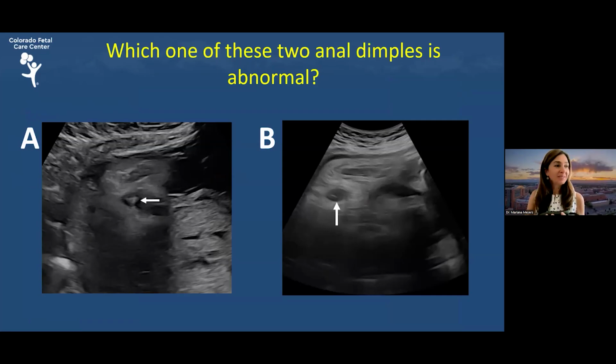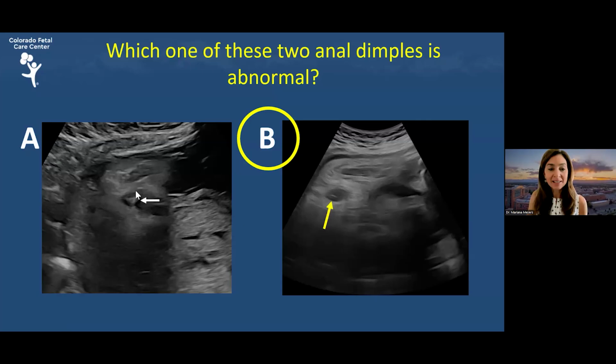All right, so last image. After all I showed you, I hope you guys can chime in. I'm going to look at the chat. Based on the anal dimples I showed you, which one of these two anal dimples do you think is abnormal, A or B? I'm going to draw attention to the chat. If you guys can chime in, that'll make it more interactive. Yeah, I see it coming. Great. Love it. All right, exactly.